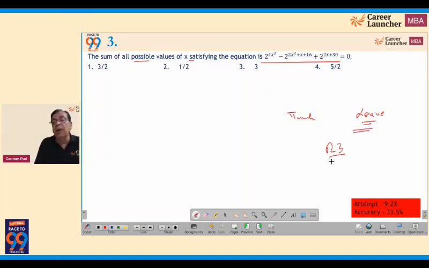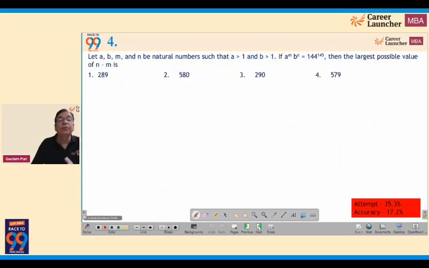It is a round 3 question. It's a well left question. Not to waste your time on it at all. Okay. I would rather do this question. Let A, B, M, N be natural numbers such that A is greater than 1, B is greater than 1. If A to power M, B to power N is 144 to power 145, what is the largest possible value of N minus M?